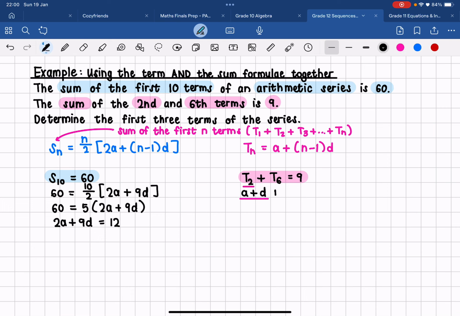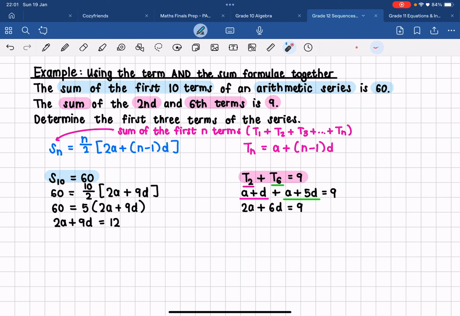I'm going to do the same thing for term 6. Now for term 6, N is 6, so I'm going to say A plus, instead of N minus 1, 6 minus 1 times D. 6 minus 1 is 5. So A plus 5D equal to 9. Let me just use a different color here. Term 6 is now written in a different way using the variables A and D as A plus 5D. Now you should notice that we have like terms. A plus A is 2A and D plus 5D is 6D, and that is then equal to 9.